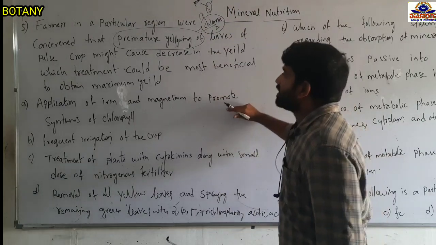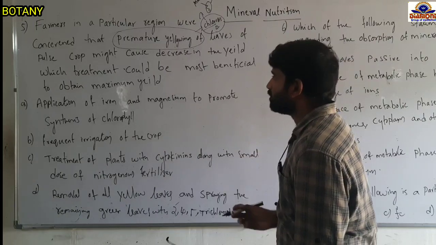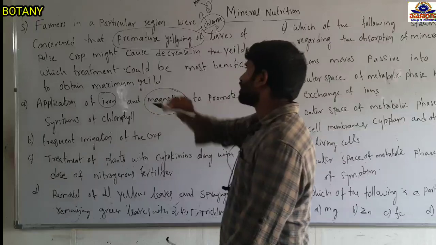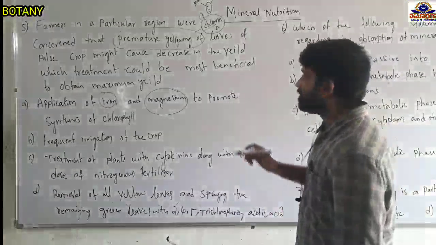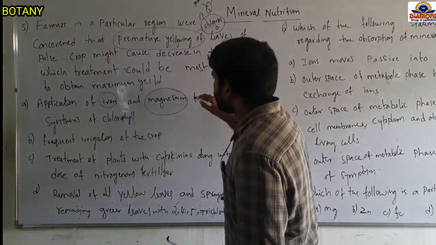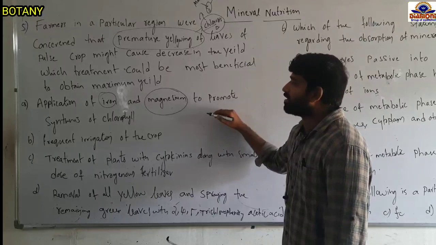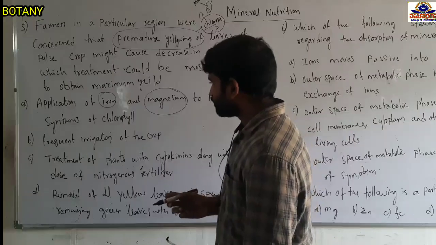So, application of iron and magnesium to promote the synthesis of chlorophyll. If you add iron and magnesium to the plants, they can synthesize chlorophyll pigments. If chlorophyll pigments are synthesized, automatically they can prepare a large amount of food material by the process of photosynthesis.